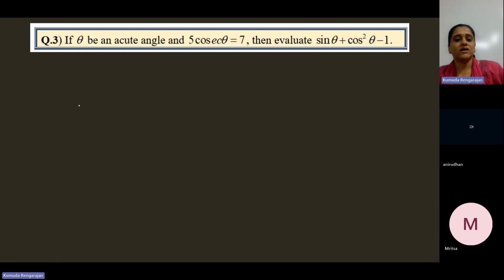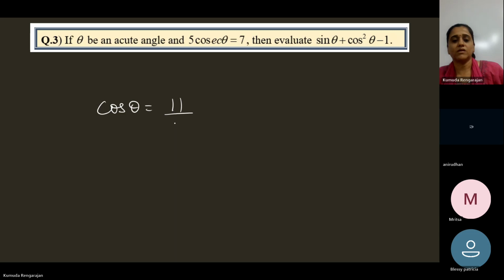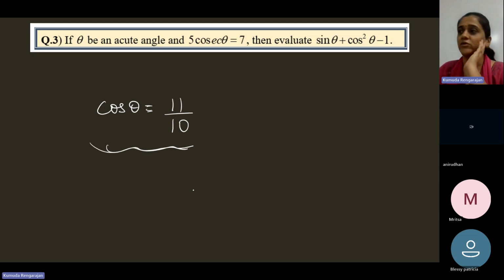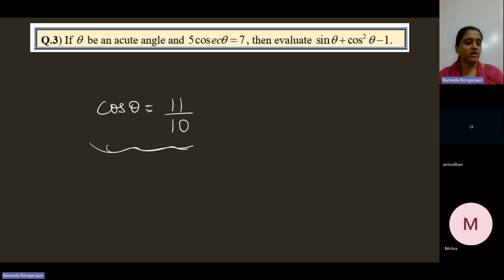Okay, let me ask you a question. Say true or false. Cos theta is equal to 11 by 10. Now this equation, cos theta is equal to 11 by 10. Is it possible, or is it not possible, or you can't say? What's the answer?